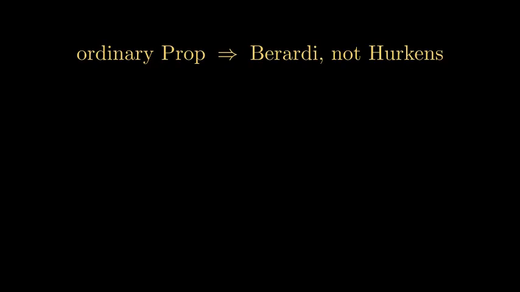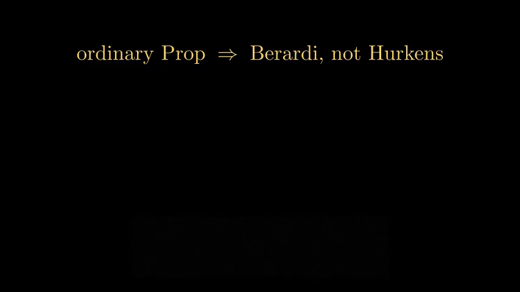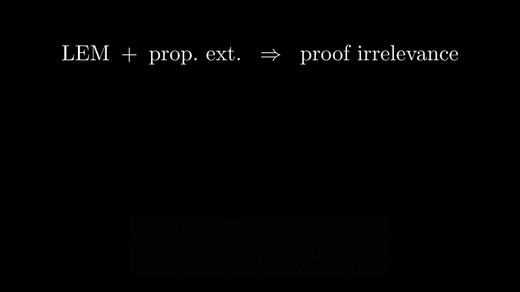So for ordinary impredicative Prop, the right high-level question is different. What forces proof irrelevance there? For ordinary impredicative Prop, the more relevant result is Berardi's theorem. In impredicative CC, excluded middle together with propositional extensionality force proof irrelevance. You cannot keep proofs relevant if you also want classical reasoning over Prop. The system erases that relevance for you.